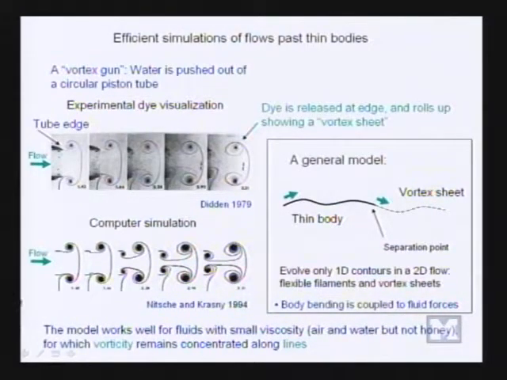OK, so this is an illustration of the kind of model I want to use to understand how that plastic sheet swims through the fluid. And the model works well for fluids with small viscosity, which is air and water, but not honey, for example, for which vorticity remains concentrated along lines. So that means that all the vortices in this flow just lie along this line here.